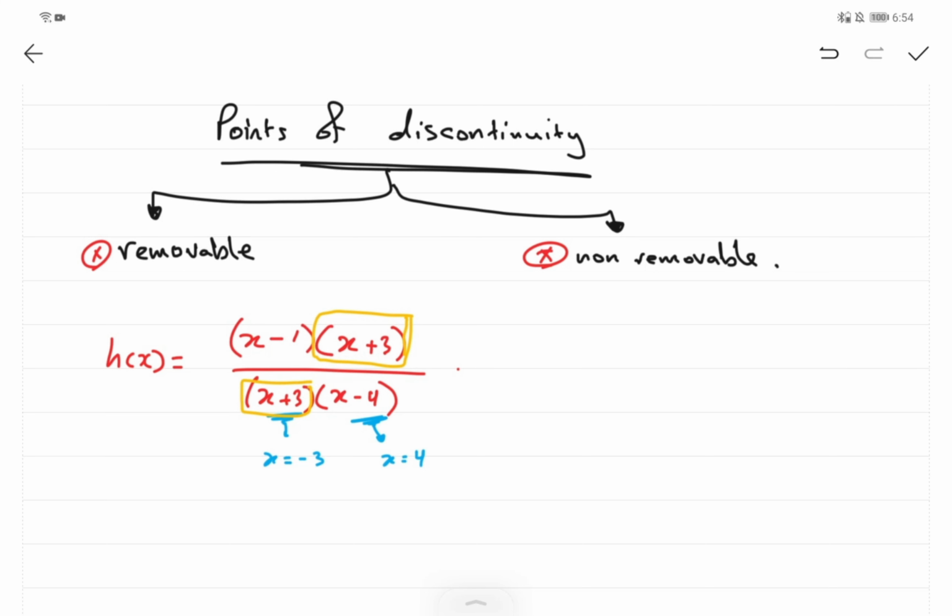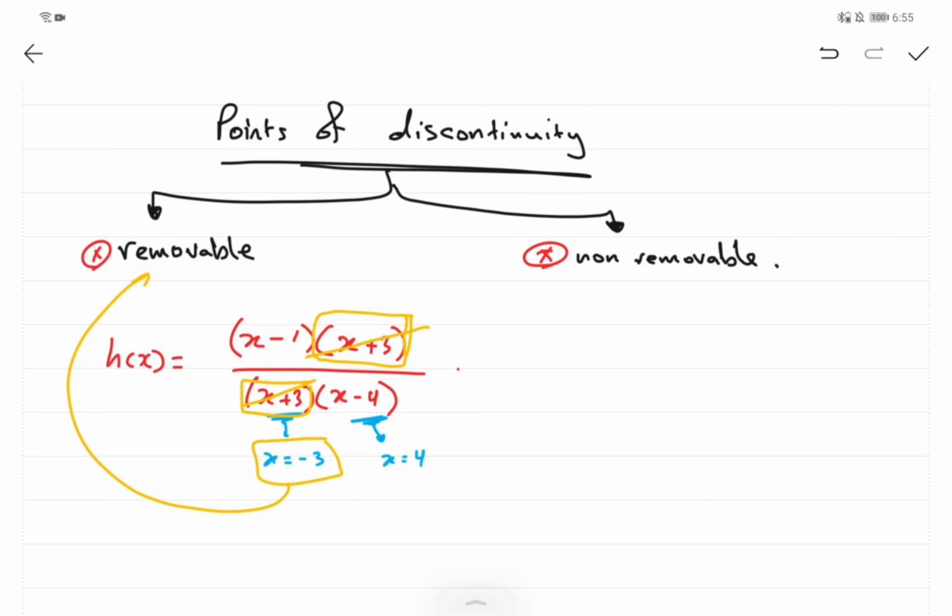So in this situation, we can remove x plus 3. It's going to be cancelled from the denominator and the numerator. So x plus 3 from the denominator is going to be removed, so there will be no problem with x equals -3 because it's removed. So in this situation, the point of discontinuity x equals -3 is called removable.